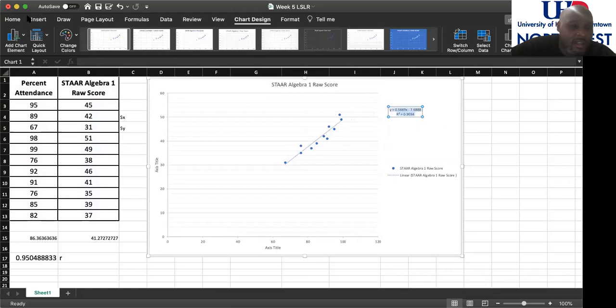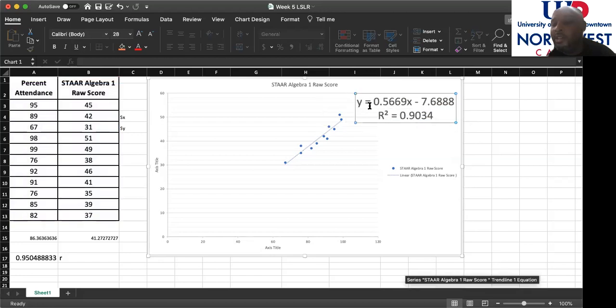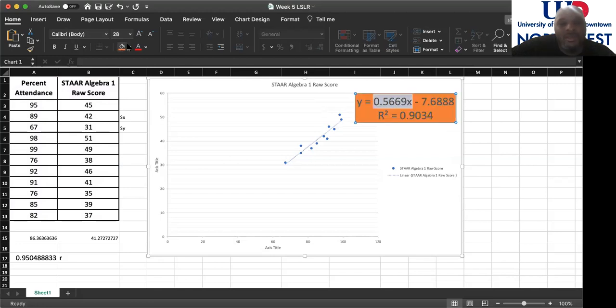It gives you two things, by the way. First off, it gives you the equation, which in this case is y equals 0.5669x minus 7.688. Your slope here is this first term right here. Your slope is that part right there. I was just trying to highlight that.